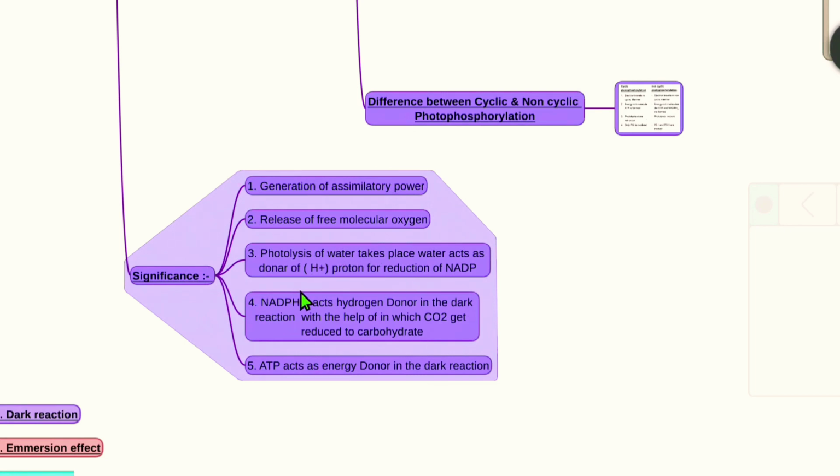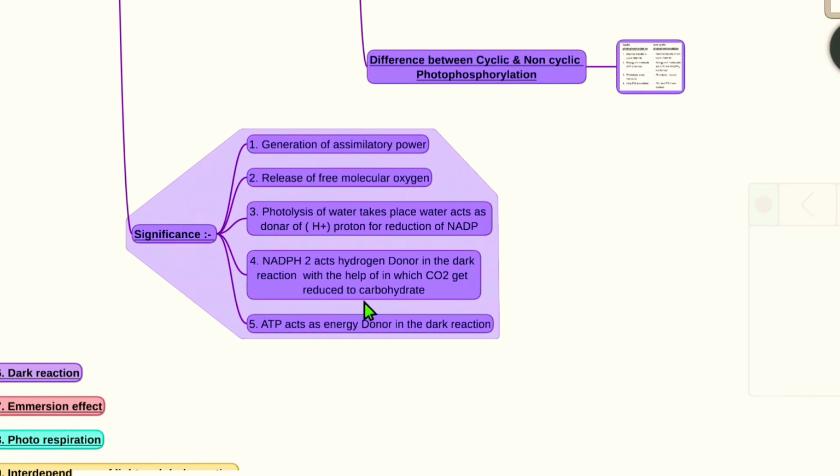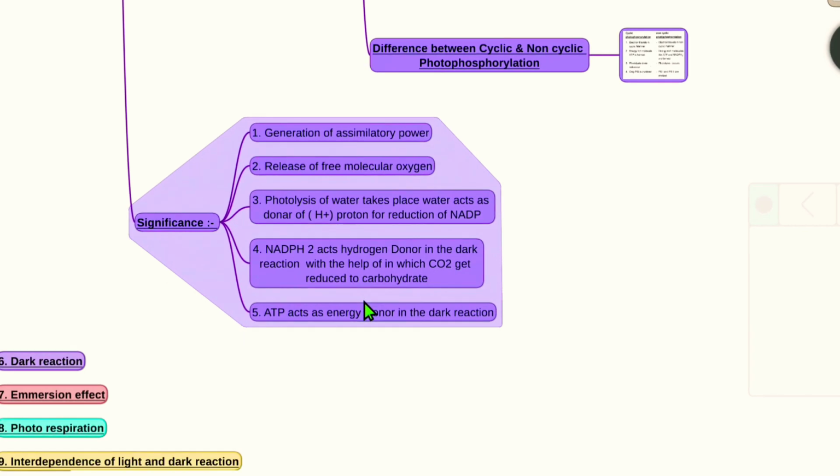And the fourth is that NADPH2 acts as a hydrogen donor in the dark reaction, in which CO2 gets reduced to carbohydrate. The NADPH2 is used in the dark reaction in the Calvin cycle. And the fifth is that ATP acts as an energy donor in the dark reaction. These are the significance.